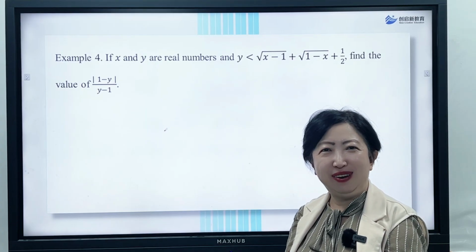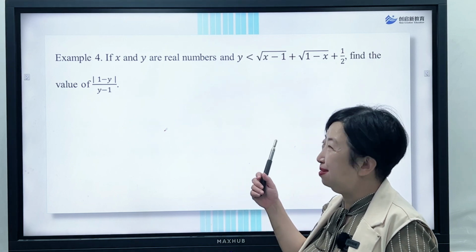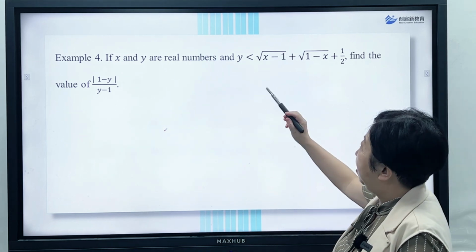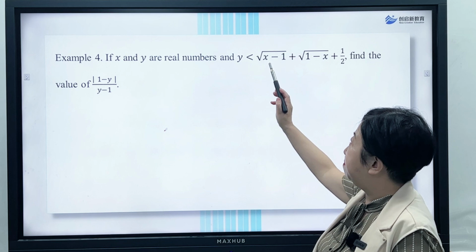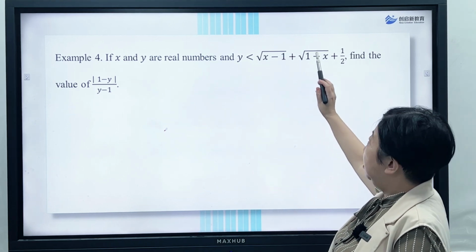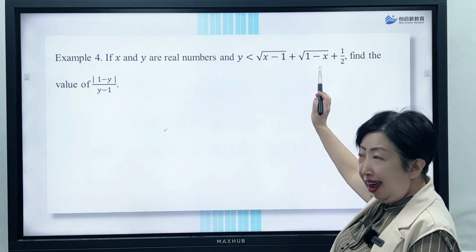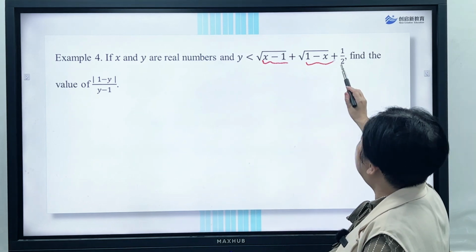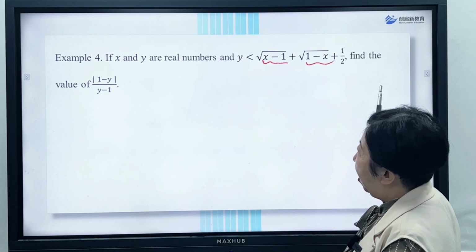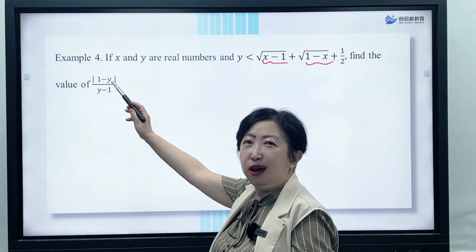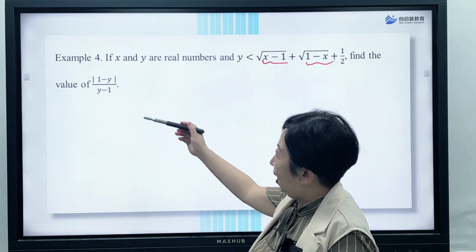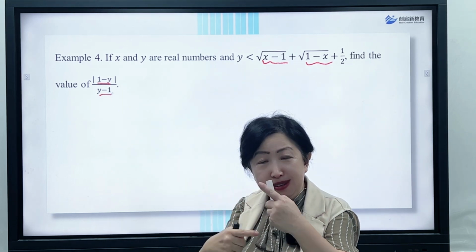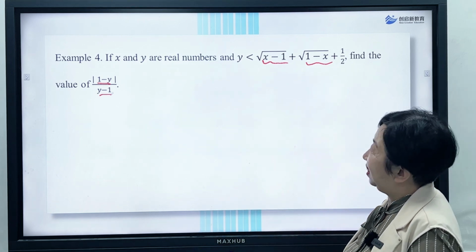Okay, let's go on to learn our interesting example. For example 4, if x and y are real numbers and y is smaller than the square root of x minus 1 plus the square root of 1 minus x plus the half, find the value of a, which is the opposite value of 1 minus y divided by y minus 1. Here we know here is the positive number 2. Let's have a look.